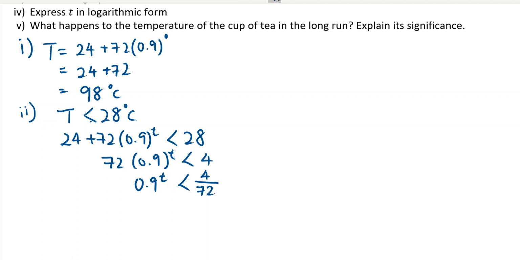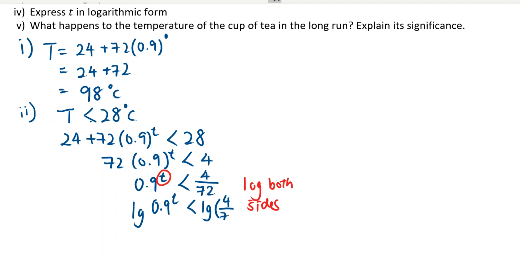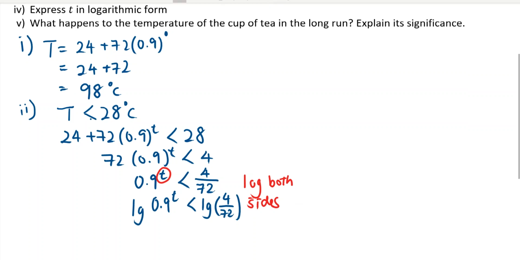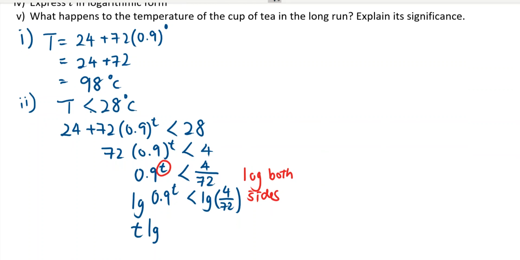So the next part is now when t is a power. See, when t is a power, you must learn to log both sides. So when I log both sides, what happens? I will have lg 0.9 to the power of t is lesser than lg 4 over 72. You can use ln as well, it will give you the same kind of functions over there. So the t comes down: t log 0.9 is smaller than lg 4 over 72.